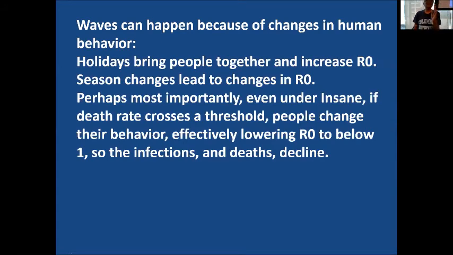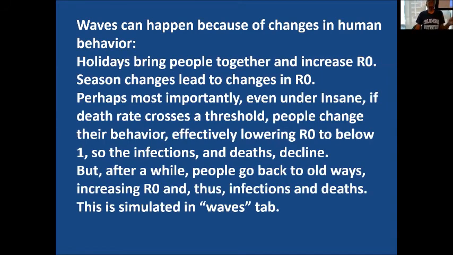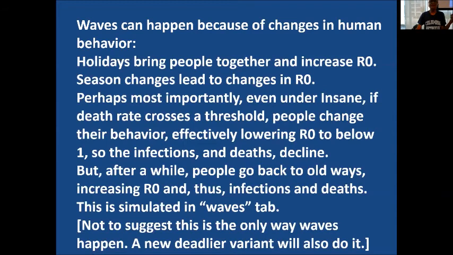So now comes the next step in our reasoning. Once the deaths go down, people are going to say, okay, I guess we are out of the woods, and they'll go back to their old ways. But when they go back to their old ways, it's just going to start again, because R naught is going to go above 1, and the infections and deaths will go up. This is simulated in the third tab in the spreadsheet. You can look at it if you feel like it, and I'll just show a little bit from there.